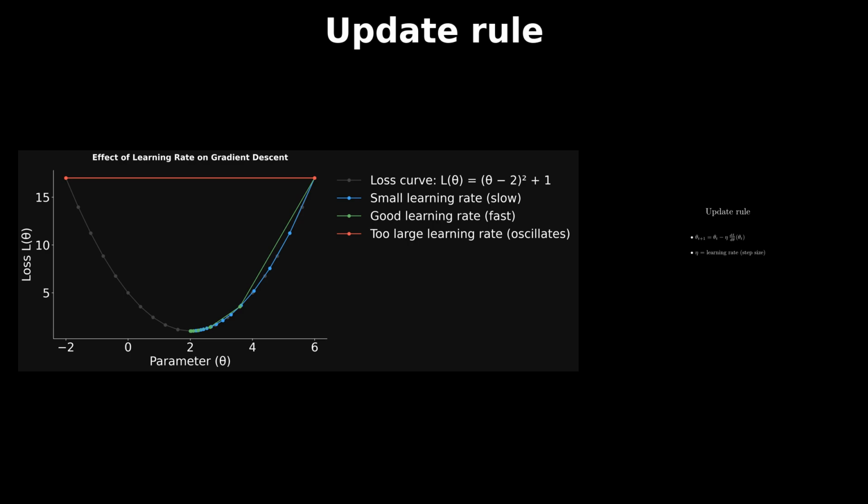The derivative is the slope. The learning rate is the step size. Too small and learning crawls. Too large and you can overshoot the minimum and bounce around.